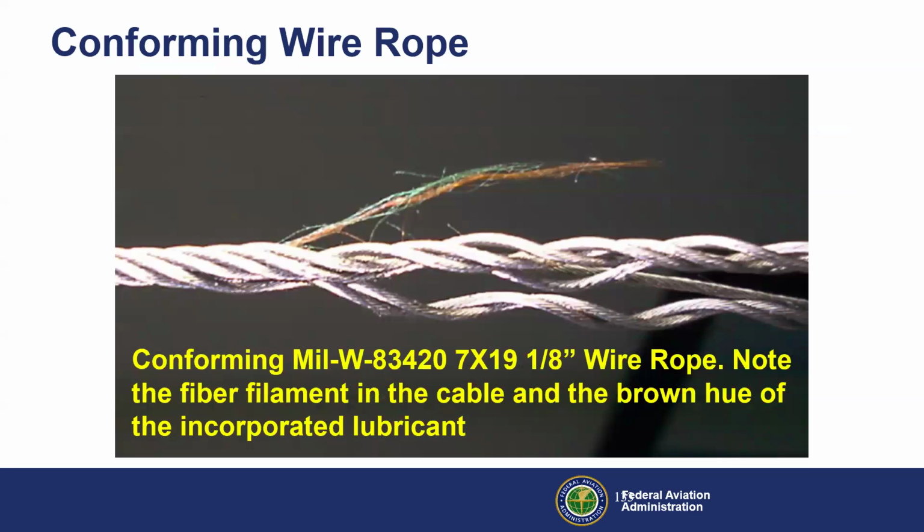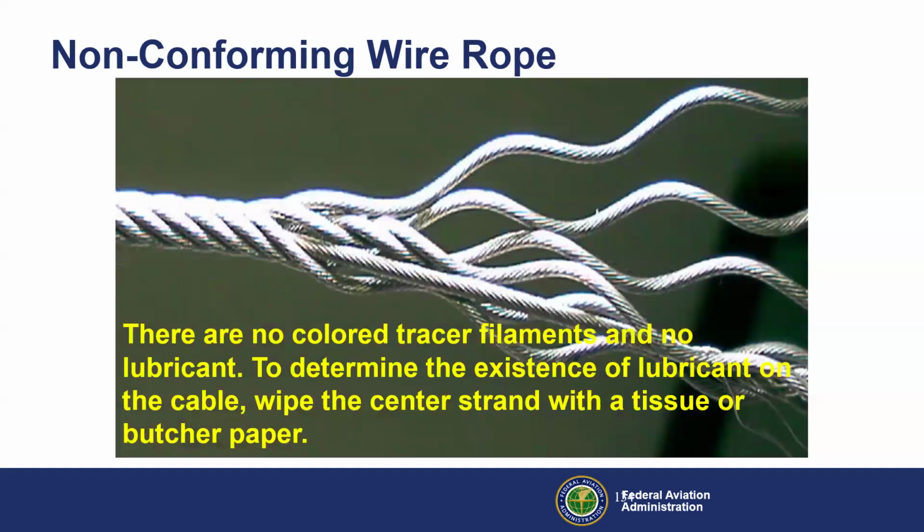Here is a conforming wire rope, mil spec 1/8 wire rope. It has a fiber filament in the middle of the rope that has the incorporated lubricant. And here is the non-conforming rope. There are no colored tracer filaments and no lubricant. They're saying here, to determine the existence of lubricant, wipe the center strand with a tissue or butcher paper.